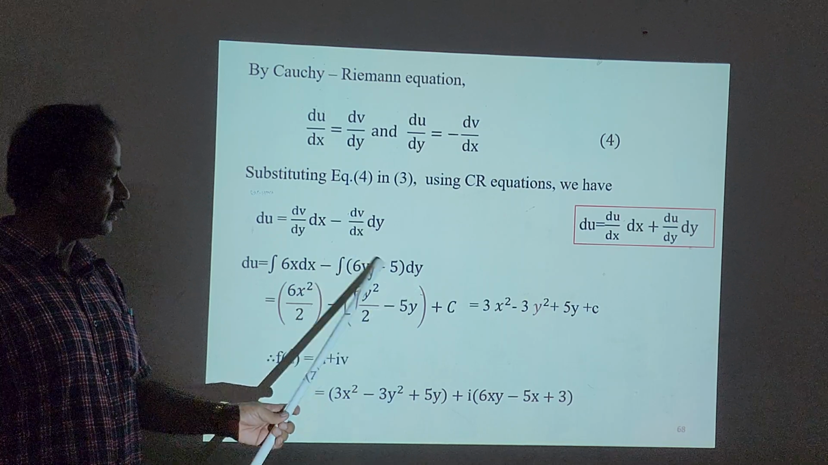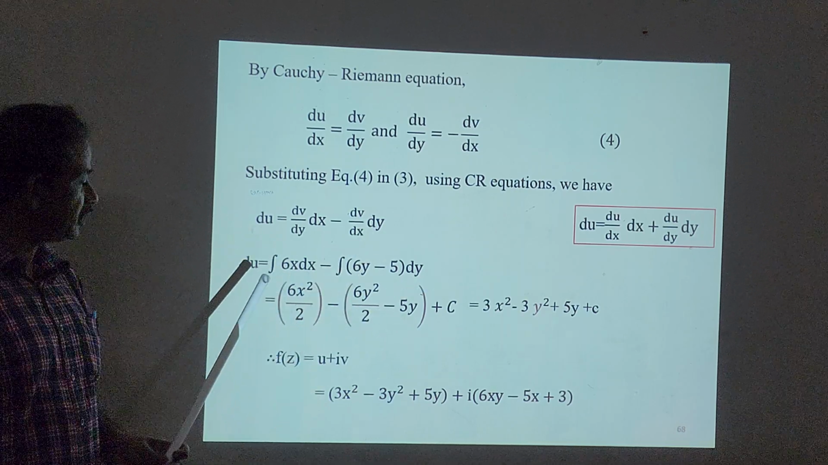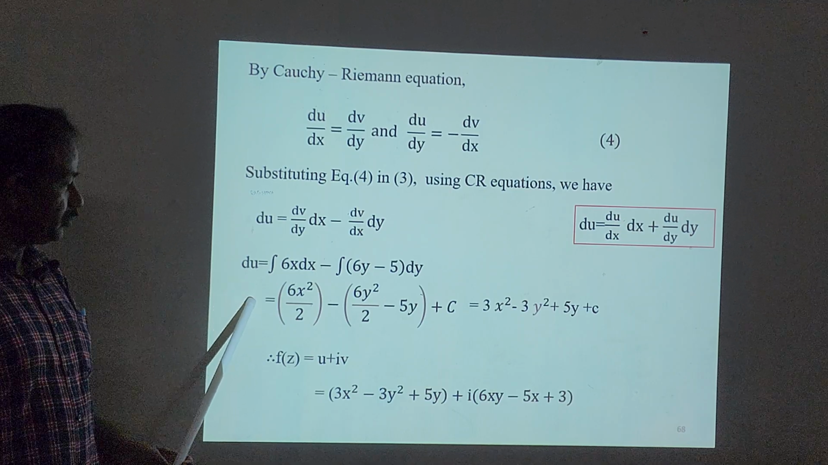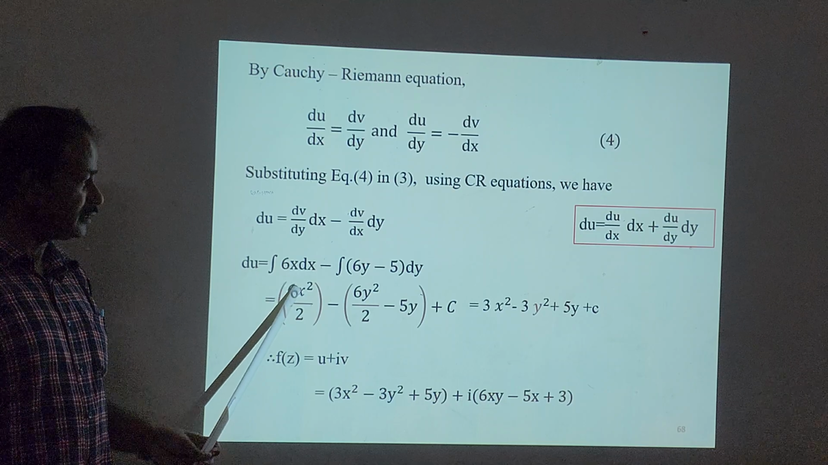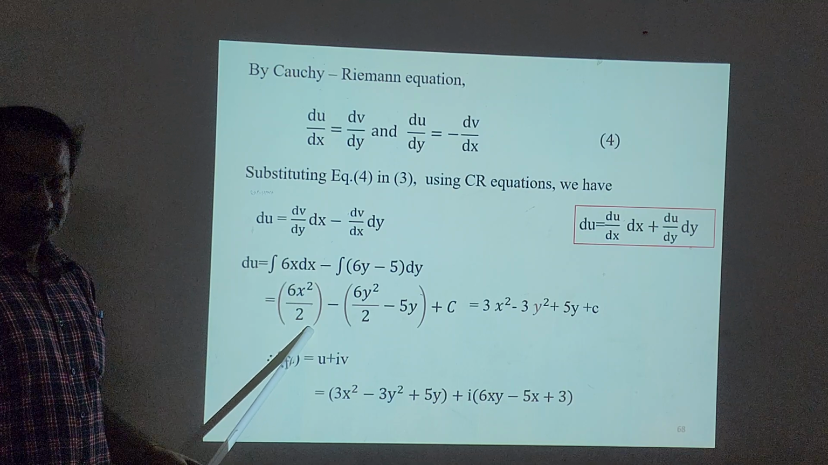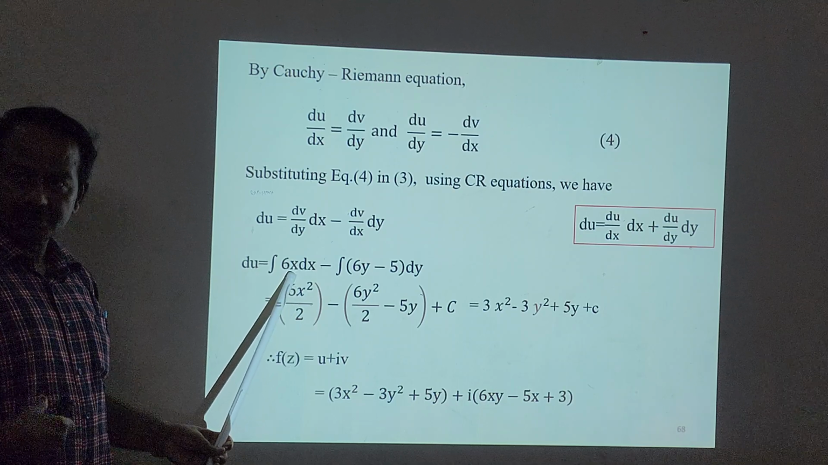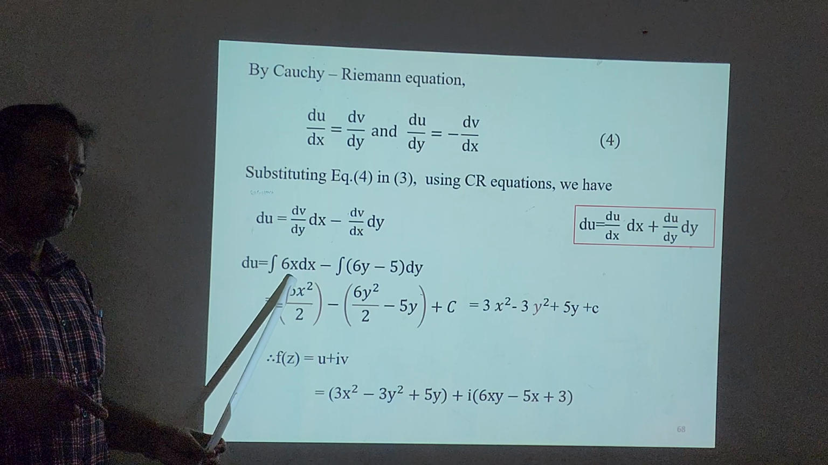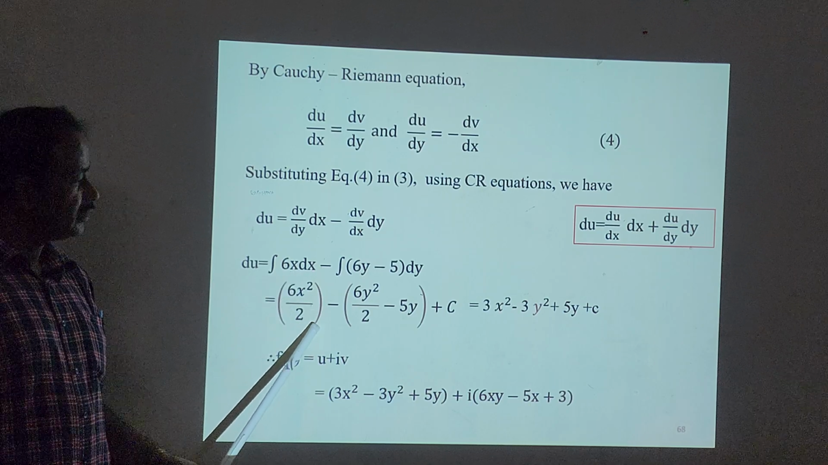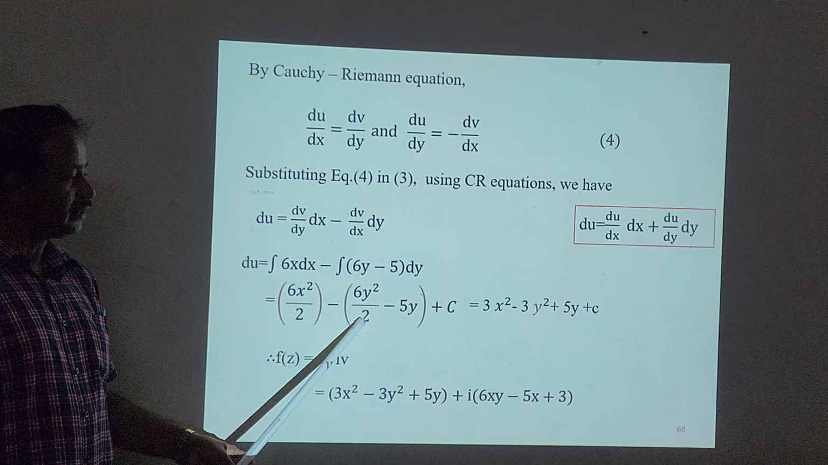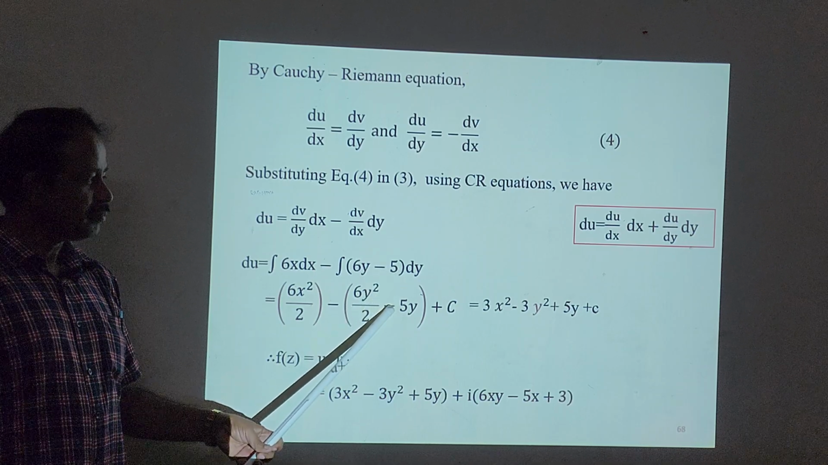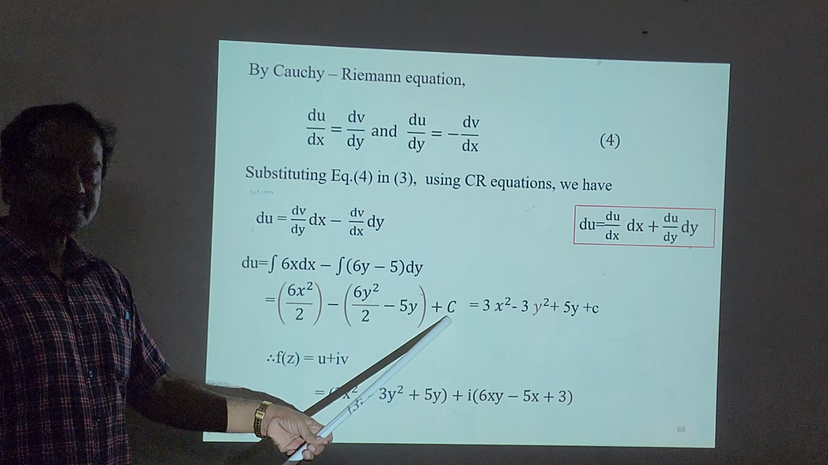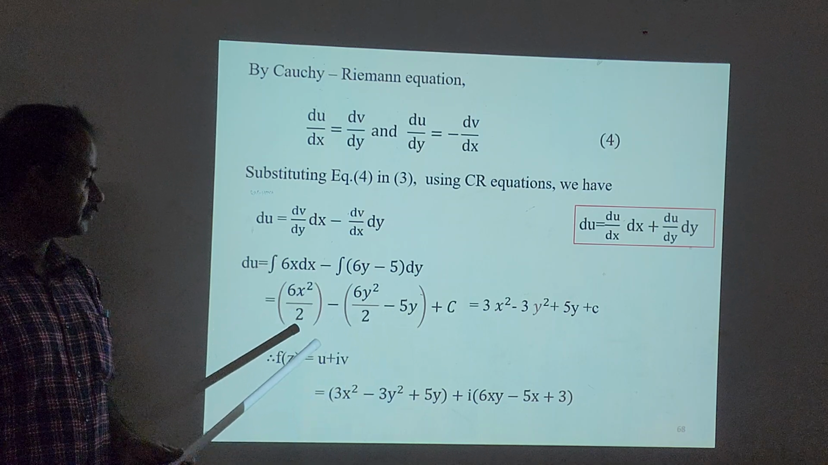This dy is there. Now just integrate on both sides, that will give you u. So u equals, you are going to integrate now. So 6x squared by 2. Correct? 6 you pull out. Integration of x dx will be x squared by 2. Similarly, you can go for y squared by 2. 5y. Don't forget this is minus 5y plus as usual plus c, integration constant.